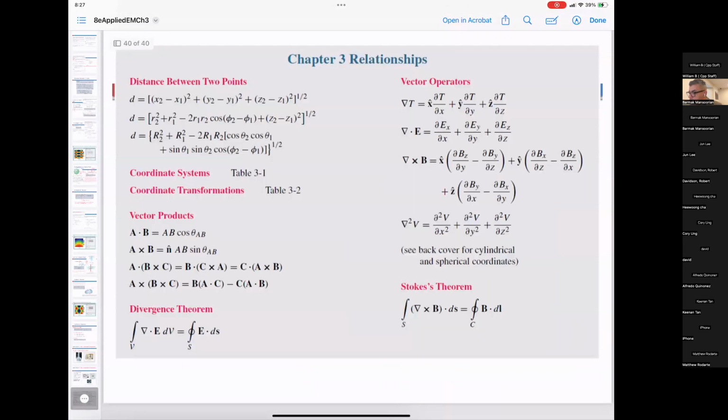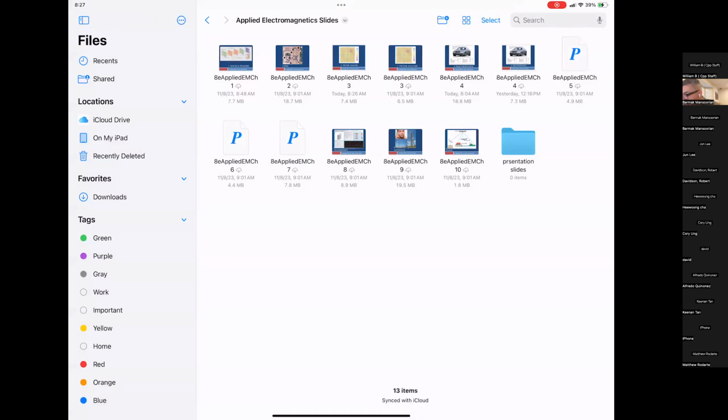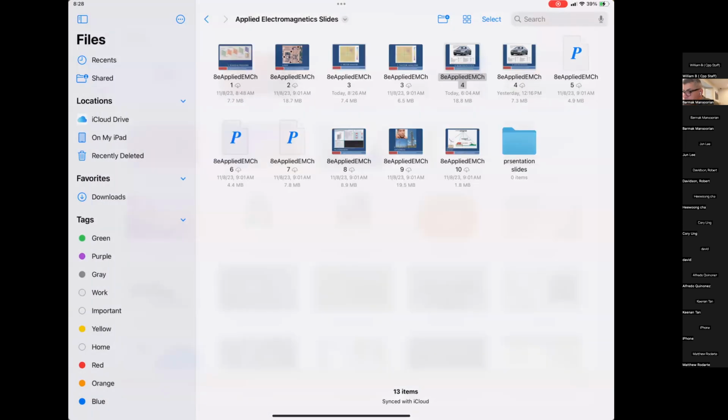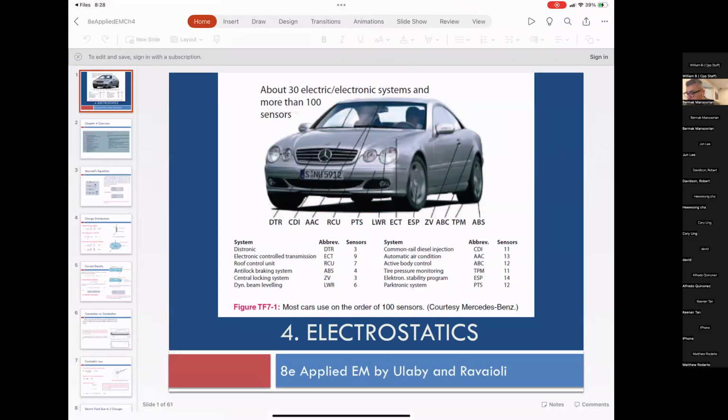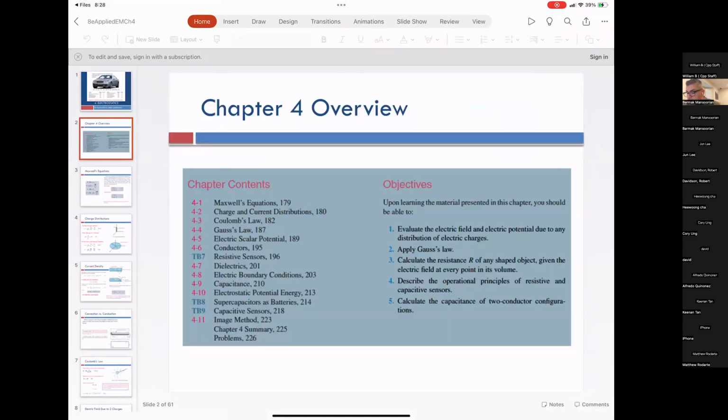Okay, some examples here. So I'm done with that set of slides. That was the leftover from last lecture. So now I'm going to be going through this lecture, which is about electrostatic fields.